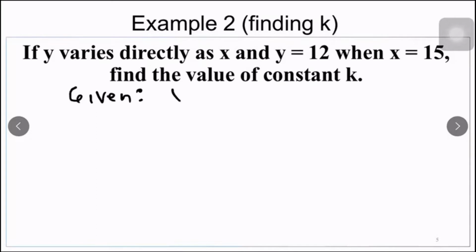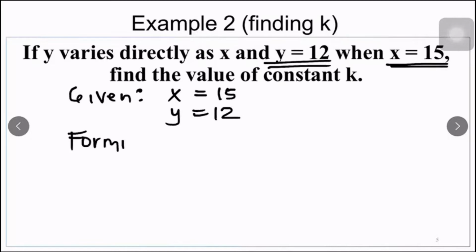Identifying the given, we have letter x and letter y. In our given, x has a value of 15 and y has a value of 12. Next, we need to write the formula. Writing the formula of direct variation, we have y is equivalent to kx.